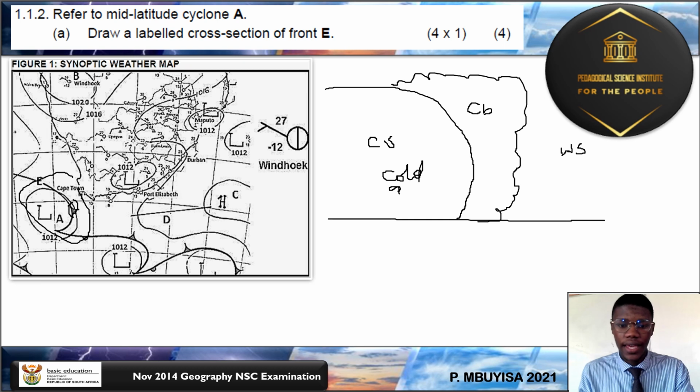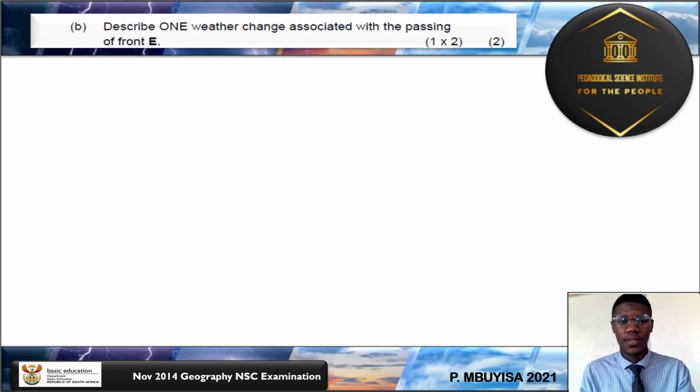So cold air in the cold sector. Yeah, so those are some of the labels. And how does it move? It moves from the west to the east. I'm using the mouse, getting better. So that's your cross section.